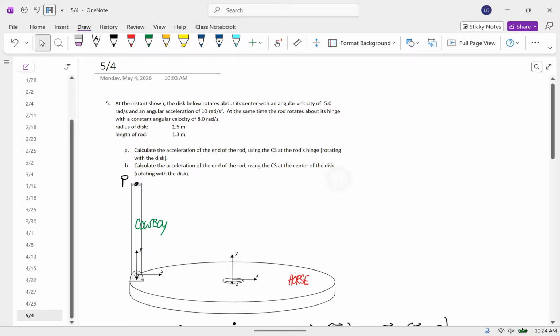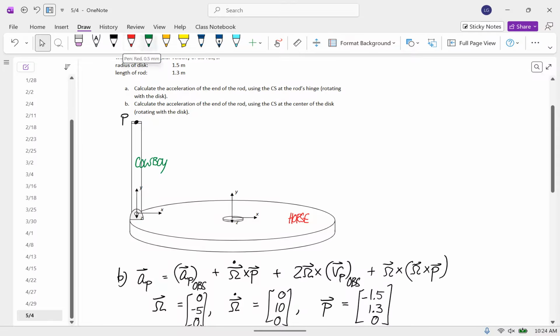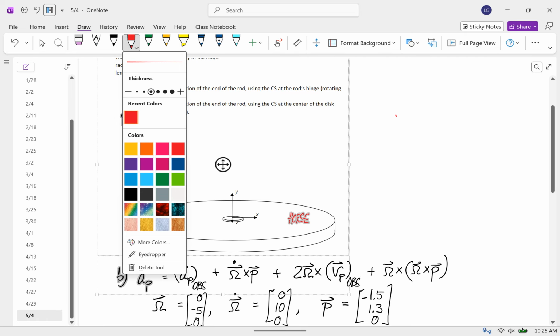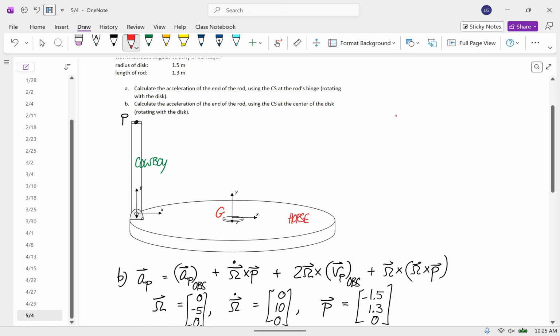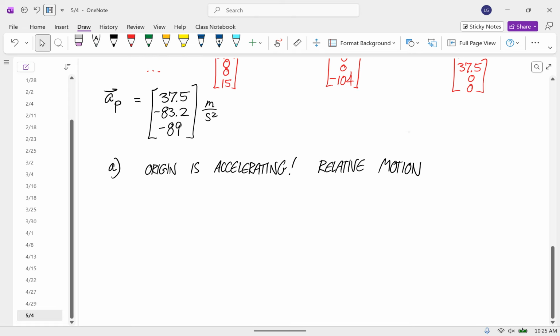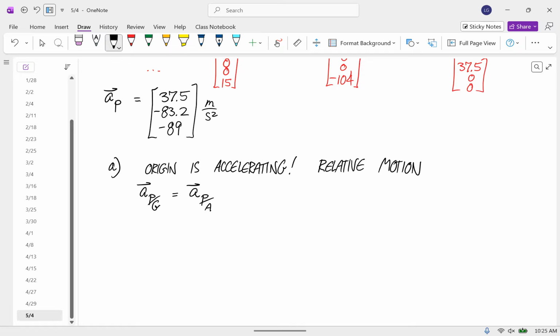Okay, so I'm going to give these names. I'll call this point the ground, the fixed point, because it's fixed to the ground. I'll call this A, and then we're calculating the acceleration of P. And the acceleration of P relative to the ground is equal to the acceleration of P relative to A plus the acceleration of A relative to the ground.